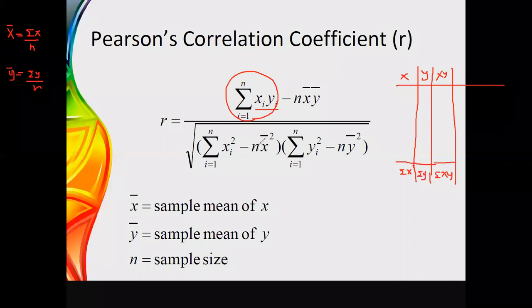Here you can see another term, x squared. For this calculation we need to prepare a column for x squared, as well as a column for y squared. Then you can see the summation of y squared and the summation of x squared. Using these values you can simply calculate these quantities, and the summation of x squared is the quantity we apply here.